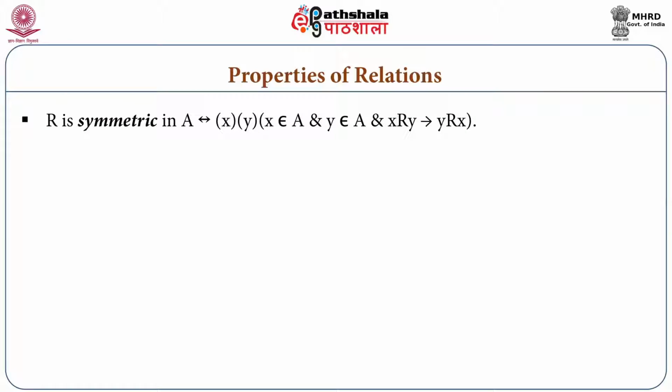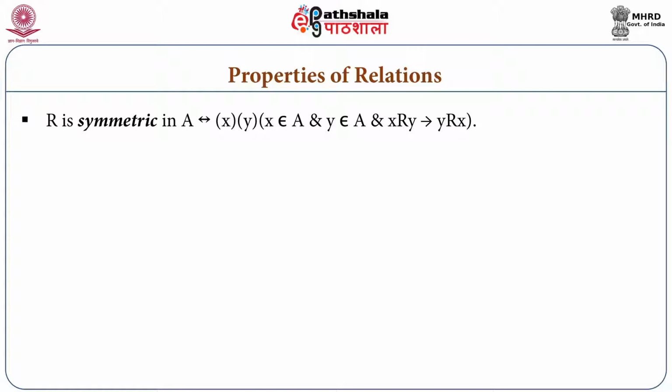But think about a situation where there is John and Mary. John is a brother of Mary, but you reverse the sequence. Mary is not a brother of John, in which case it is not symmetric. So how do we understand this technically? Look at the definition. R is a symmetric relation in the set A if and only if for all x, for all y, if x is a member of A and also y is a member of A, and there is a relation.